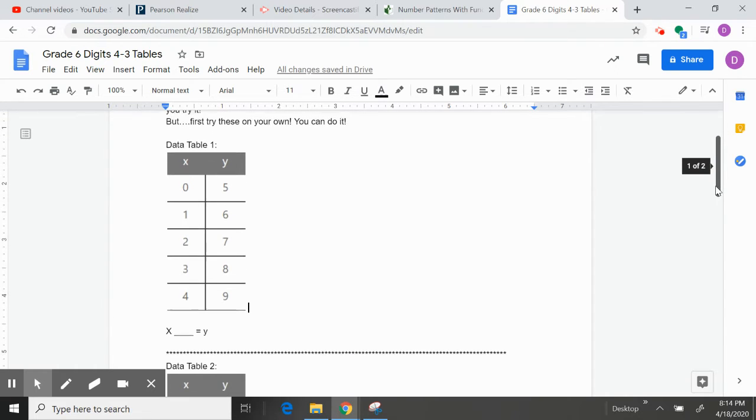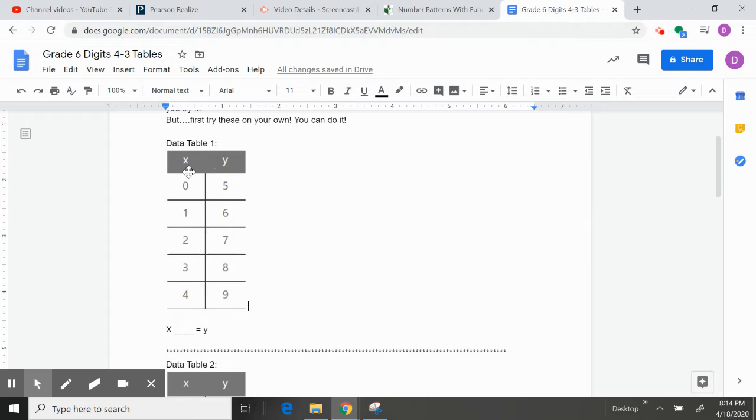So in data table 1, we can see that between the x column and the y column, the numbers seem to be increasing. So we said when numbers increase that it means you're either adding or multiplying. So let's see what would make sense. Going from 0 to 5, from 1 to 6, from 2 to 7, from 3 to 8, and from 4 to 9. Well, to go from 0 to 5, I can't multiply anything times 0 and get a 5 because anything times 0 is always going to be 0. So that kind of takes multiply away.